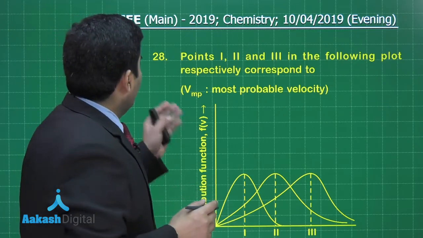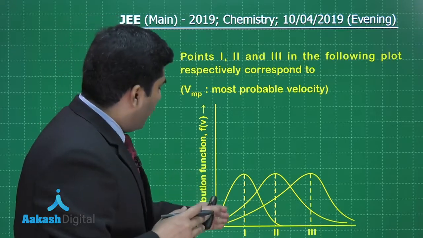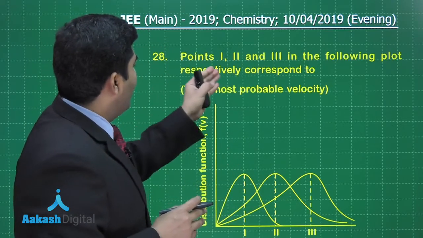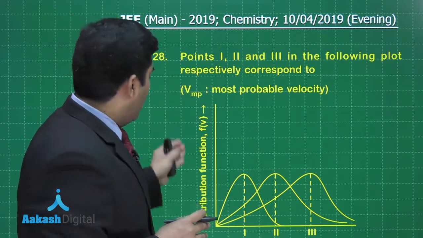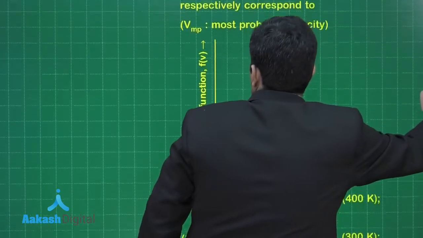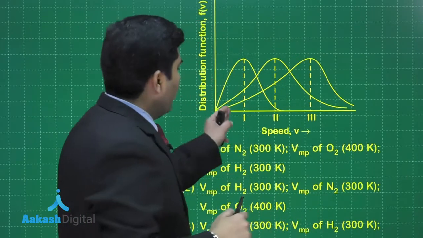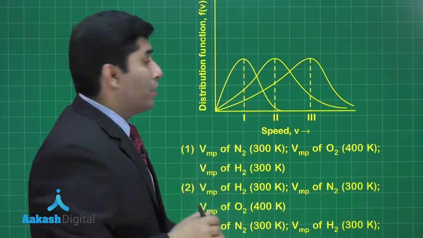Now in this question, he is asking that points 1, 2 and 3 in the following plot respectively correspond to most probable velocity. So this is a curve between the distribution function and velocity, 1, 2 and 3, and there are 4 options given and we have to choose the correct option.